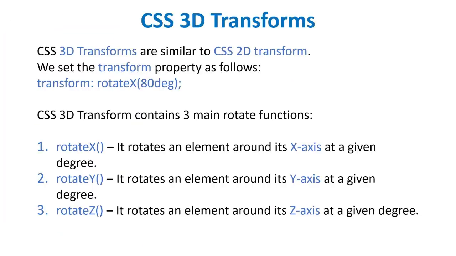CSS 3D transforms are similar to CSS 2D transforms. We set the transform property as follows: transform: rotateX(80deg). CSS 3D transform contains three main rotate functions.